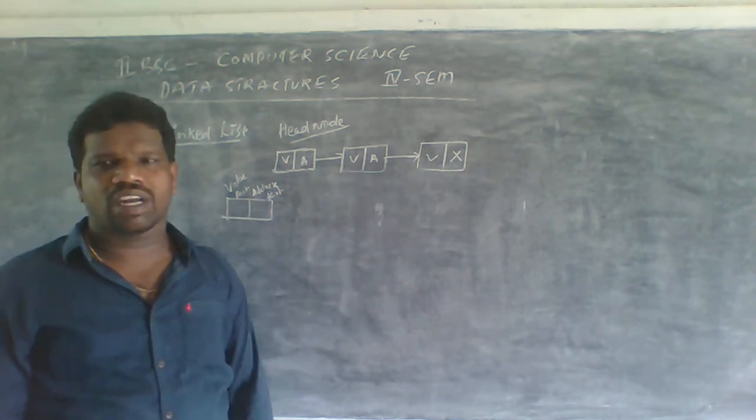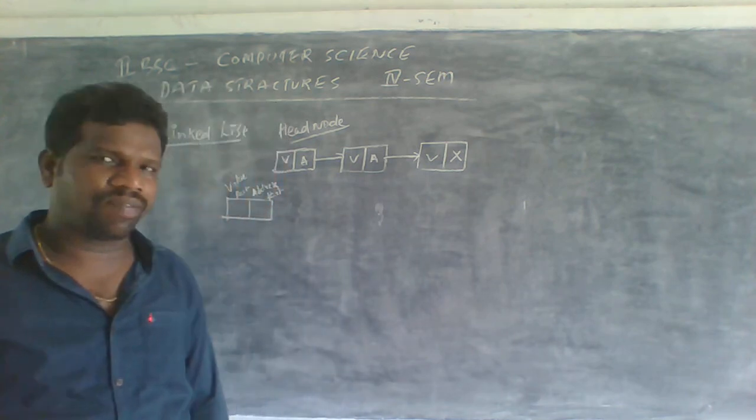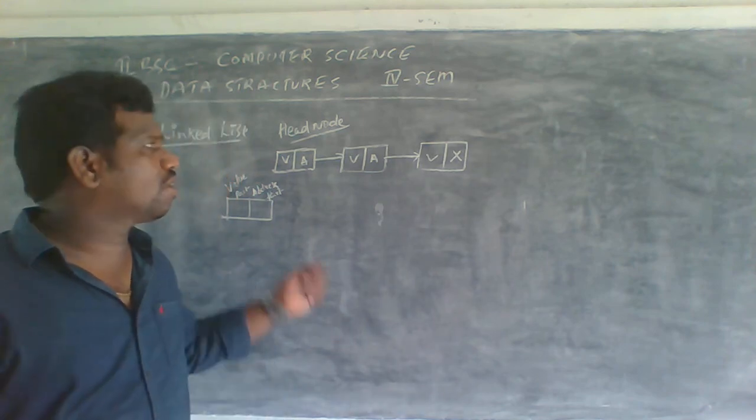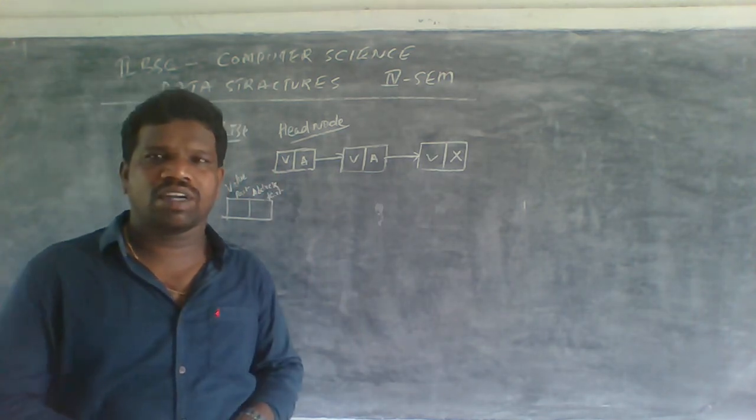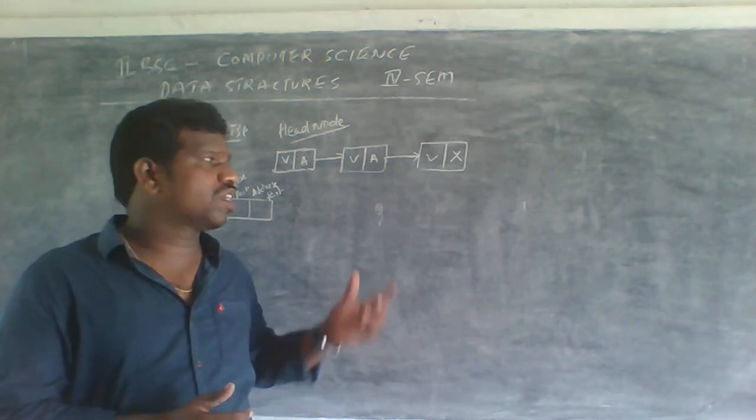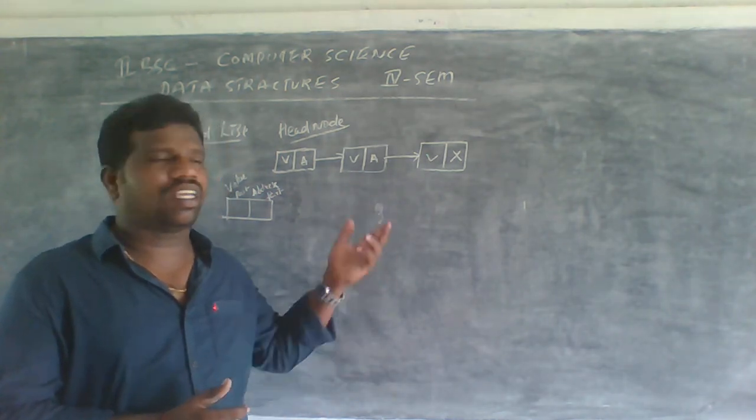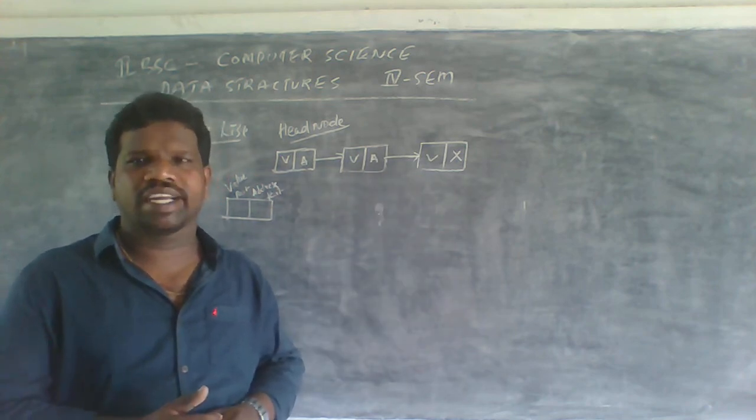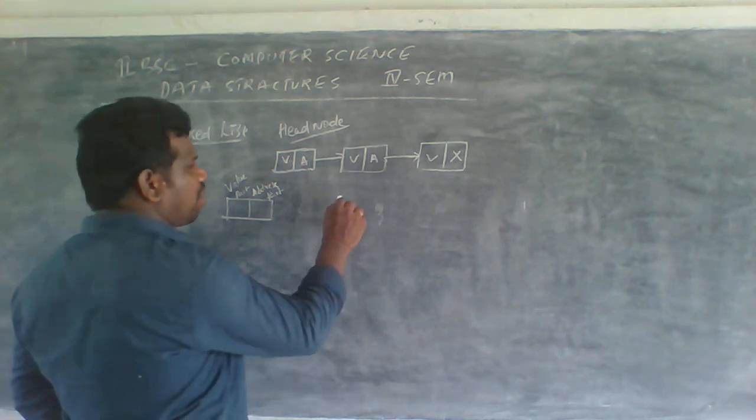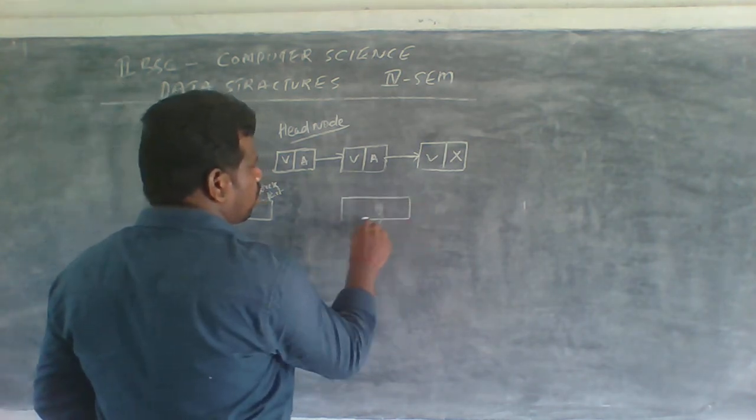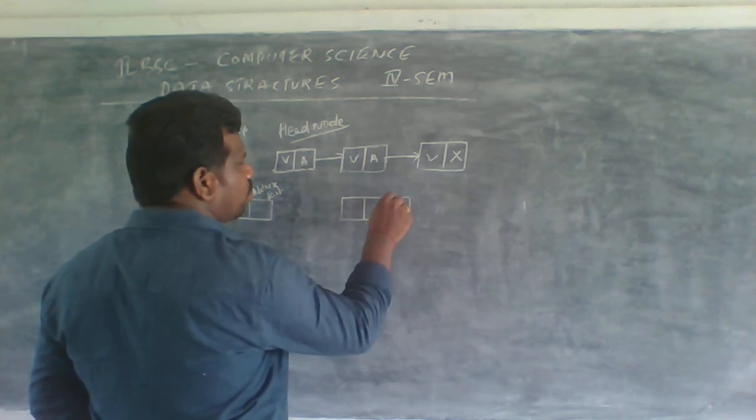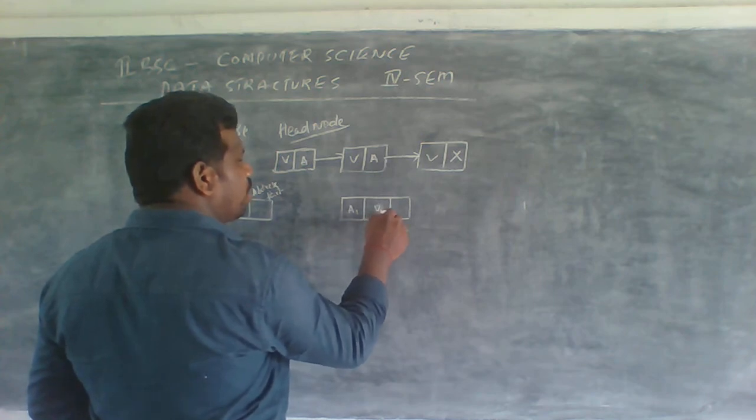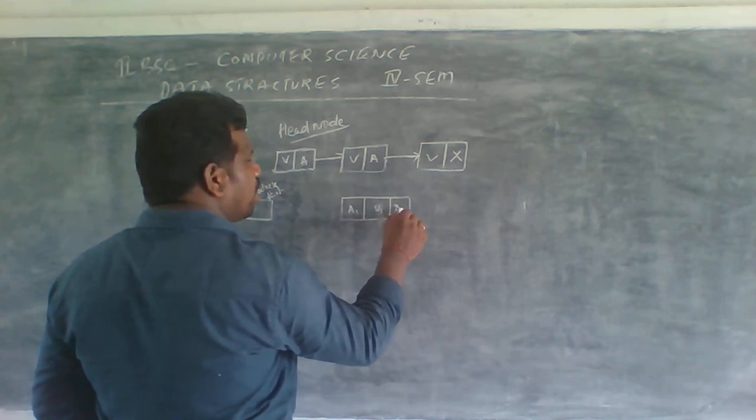In this scenario, each and every node connects with the next node, communicating from address part to value part to address part. Another type of linked list is also available: the two-dimensional linked list. In the two-dimensional linked list, the node is divided into three parts: the first one is the address one part, the second one is the value, and the third one is the address two part.